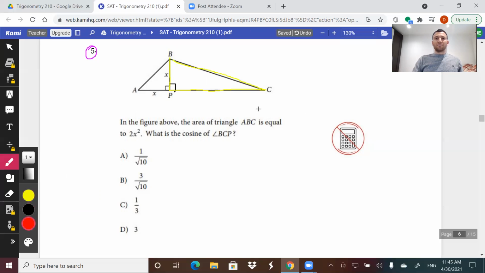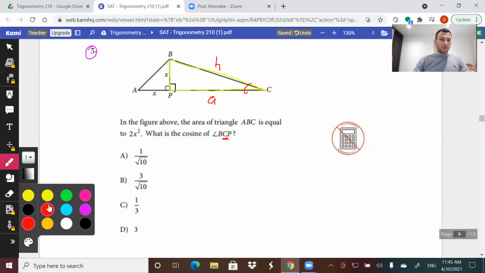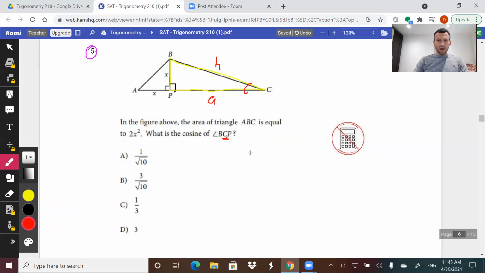So to know cosine of BCP, and C is the perspective of the angle we care about, we need to know the adjacent, I'm going to say A, to the hypotenuse, I'm just going to call it H. So that's what we need to figure out. It feels like we're miles away from having this, but we just kind of have to trust the process here. So here's what we do know. What we do know is that 1/2 base times height equals area, which in this case is 2x squared.